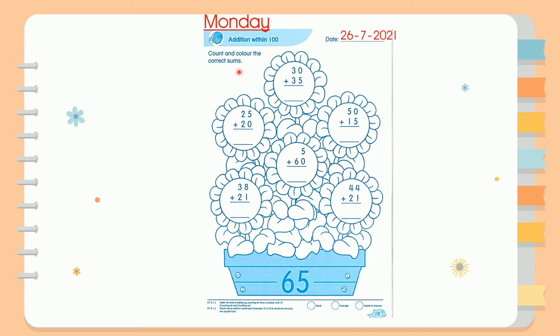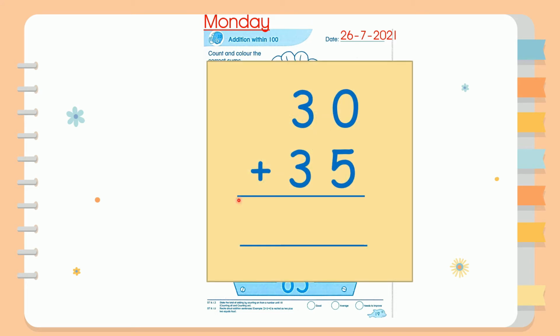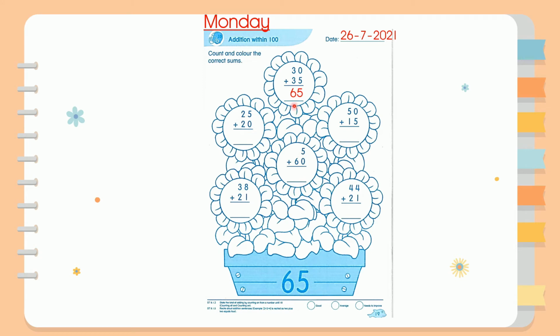So let's count first. The first flower is 30 plus 35. Draw line, do part of the ones. 0 plus 5 equal 5. Part of the tens. 3 plus 3 equal 6. So the answer is 65. Please write down 65.